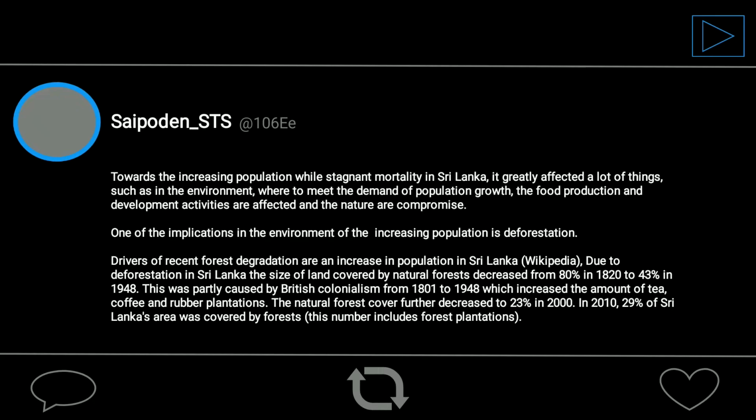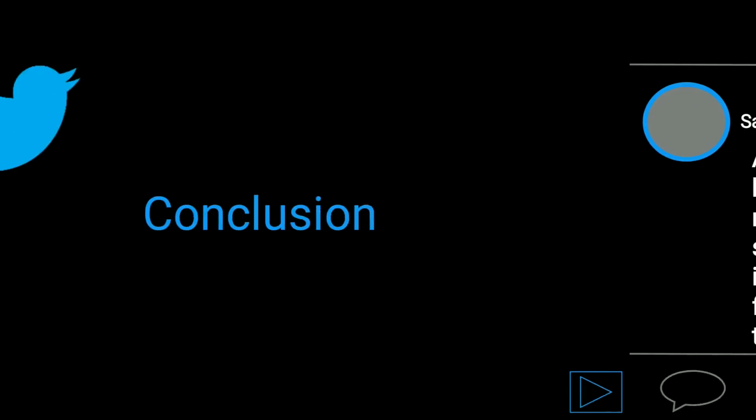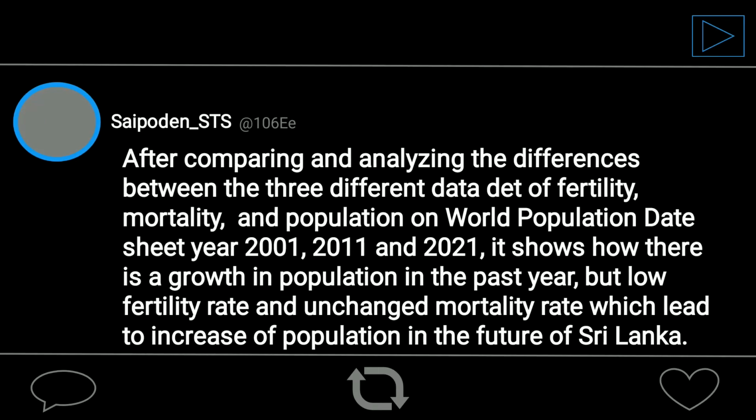Conclusion. After comparing and analyzing the difference between the three different data sets of fertility, mortality, and population on the World Population Datasheet for 2001, 2011, and 2021, it shows that there is growth in population in the past years, but a low fertility rate and unchanged mortality rate, which lead to an increase of population in the future of Sri Lanka.